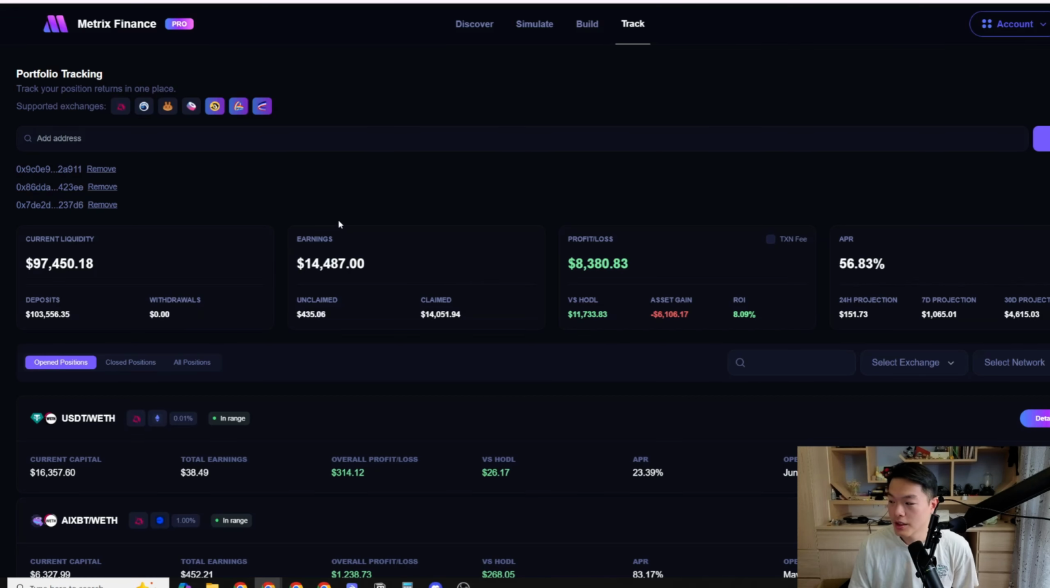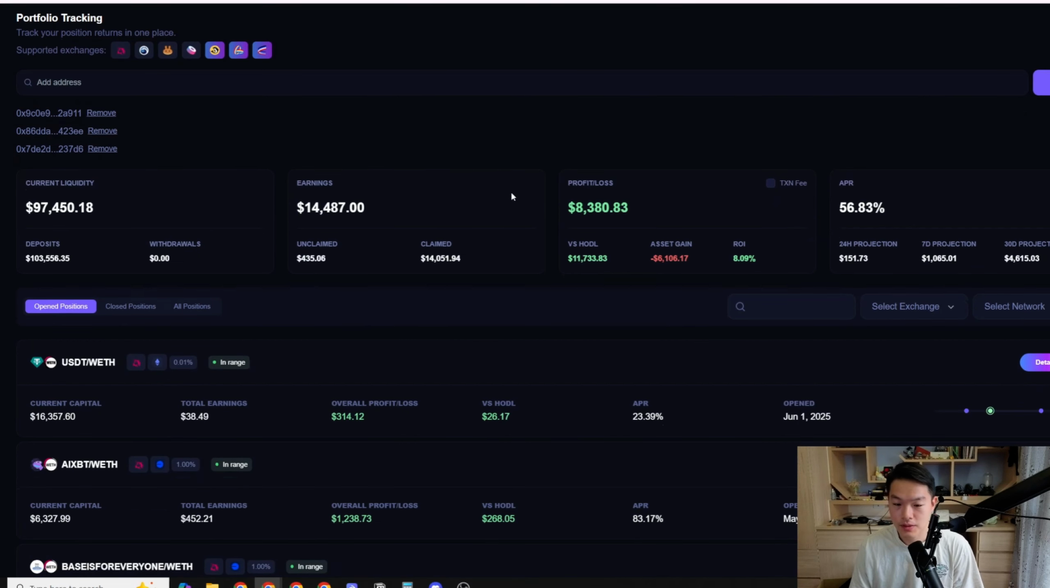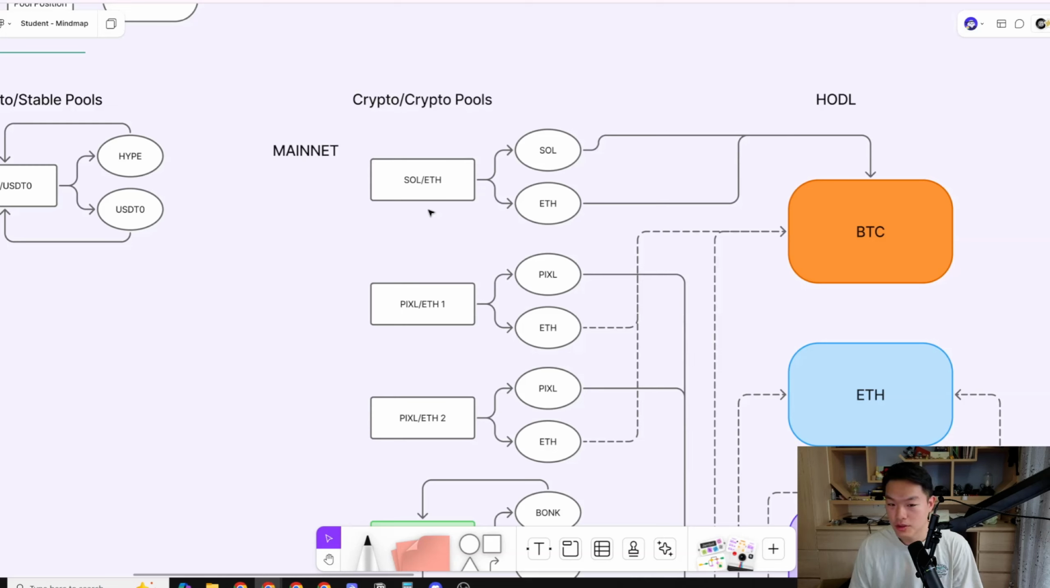So I've had a pretty decent track record when it comes to yield farming. You can see this versus HODL number. I'm beating impermanent loss. If you add all of my closed positions, I've been able to do that pretty consistently here. So when we're yield farming concentrated pools, for example Sol to Ethereum, what we get is Sol and Ethereum in terms of fees, right?